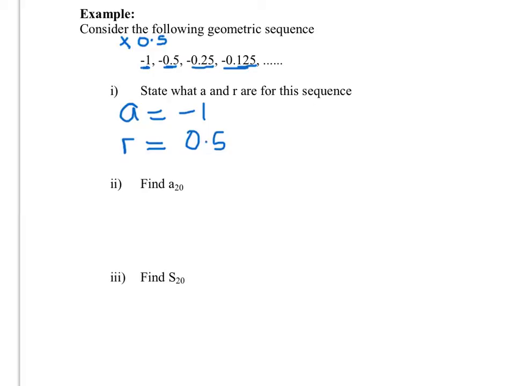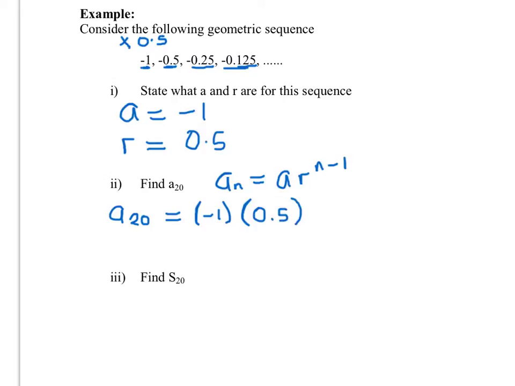Now part 2 asks me to find A20, or the 20th term of this geometric sequence. Recall that we have a formula that will be given to us for this, that an is equal to a times r to the power of n minus 1. So if we put in what we know, we have that A20, n is 20, is equal to a, which is equal to minus 1, multiplied by r, which is 0.5, to the power of 20 minus 1, and 20 minus 1 is going to be equal to 19.